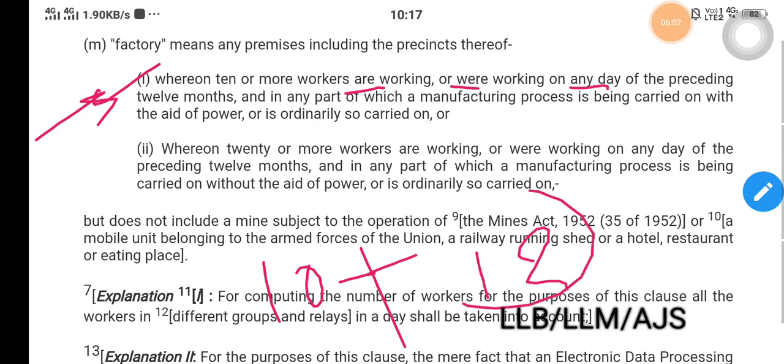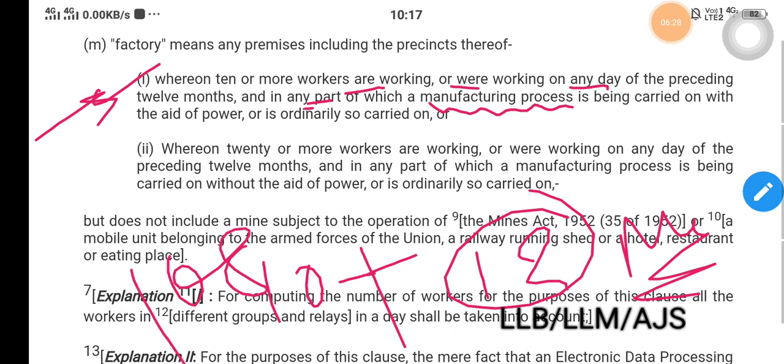in any part of which a manufacturing process is being carried on with the aid of power and is ordinarily so carried on. The manufacturing process is an important element here. In this factory, 10 or more workers are working or were working on any day of the preceding 12 months. So this is the first thing.